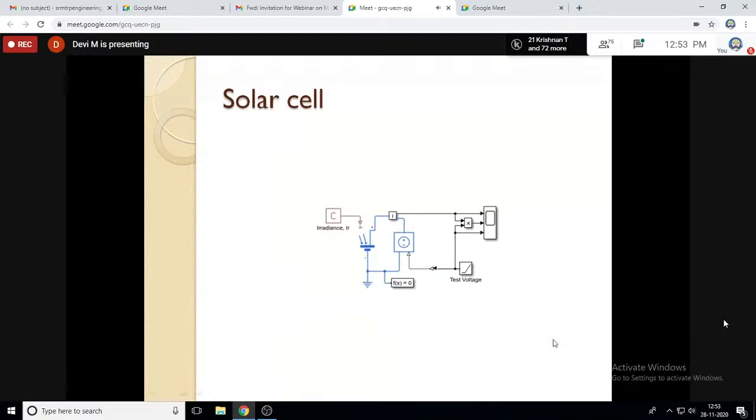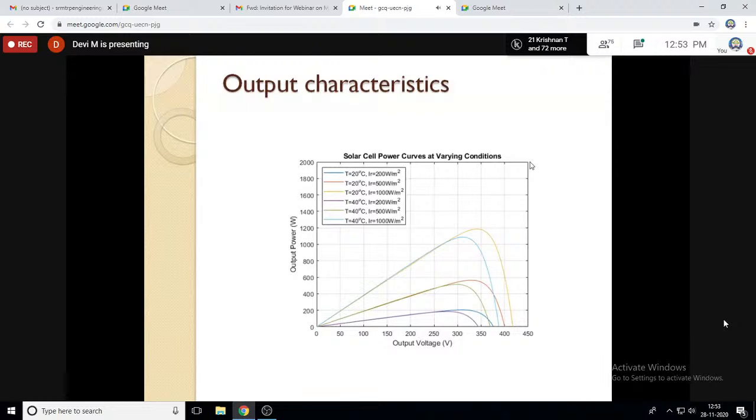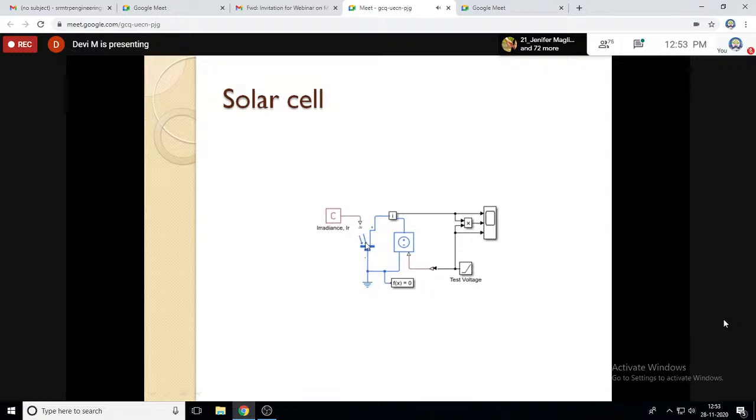I have given the characteristics of a solar cell. Your solar cell works on two input parameters. One is irradiation, and the second is temperature. Irradiation directly means the intensity of light, that is, the intensity of light you are getting. Temperature is the temperature around you. So you have two inputs, irradiation and temperature.